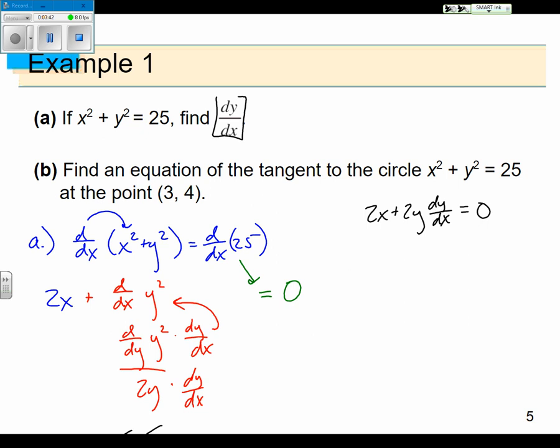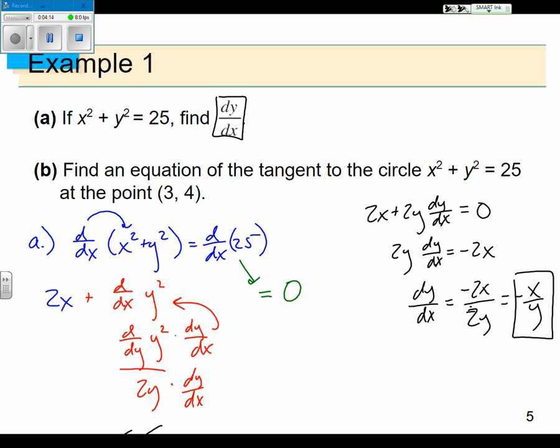Remember what I'm looking for. I'm wanting to find dy over dx. I still want to differentiate y with respect to x. So if I just solve this for dy over dx, I'll be in good shape. I subtract off the 2x, then divide both sides by 2y. So I get negative 2x over positive 2y. So the derivative is going to be negative x over y.